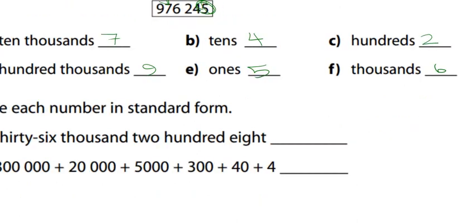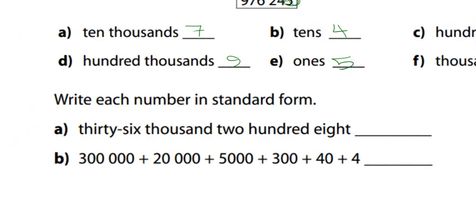The reverse question is: write each number in the standard form. I mean how to write the number in figures or in digits. 36,208. I'll put 3 boxes for thousands and 3 boxes for units, tens, hundreds. 36,000, I have here 36. 208, because we don't have any digits in tens, we will put 0. 208, I'll put 0 in the tens place value.